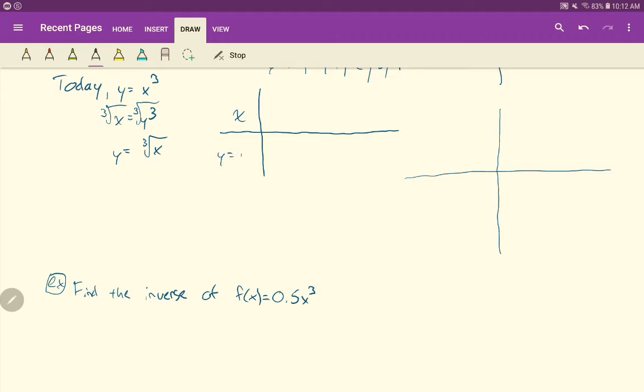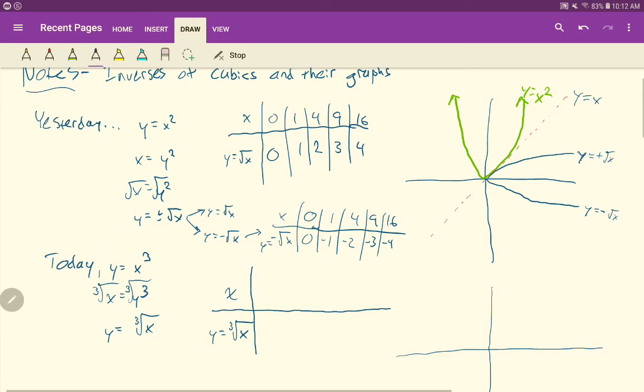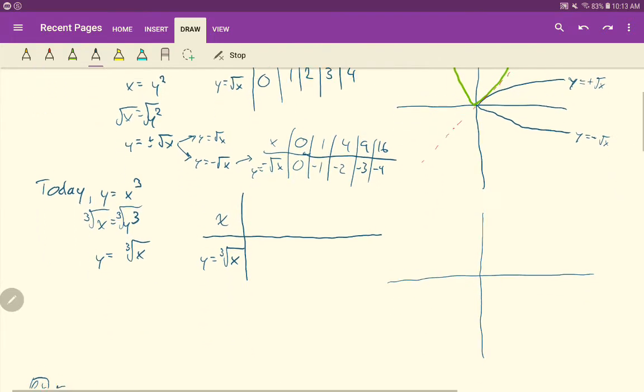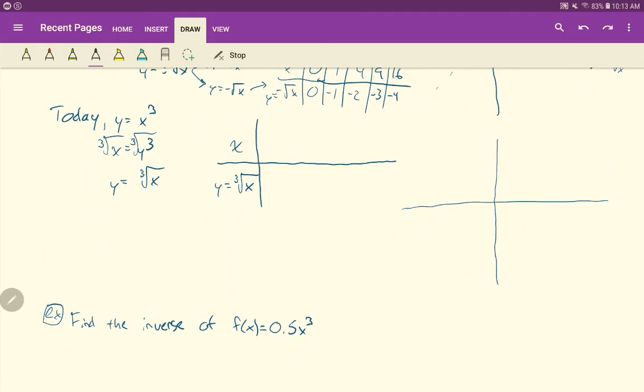So we'll go over here to make our table. And again, we'll pick some values for x. Now yesterday we were limited to only positive numbers for our x values, because when you square root a positive number you get a positive number, but when you square root a negative number, you get an imaginary number, and we couldn't graph that. Here, we can cube root any number, positive or negative, and it'll end up with a positive or negative answer, respectively.